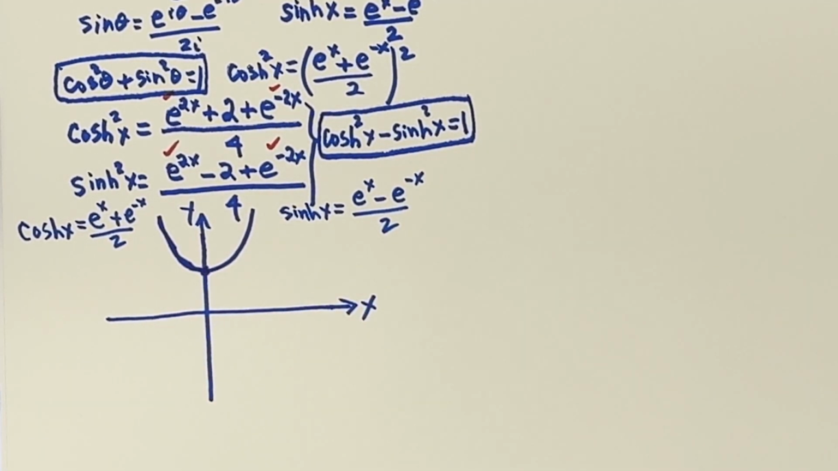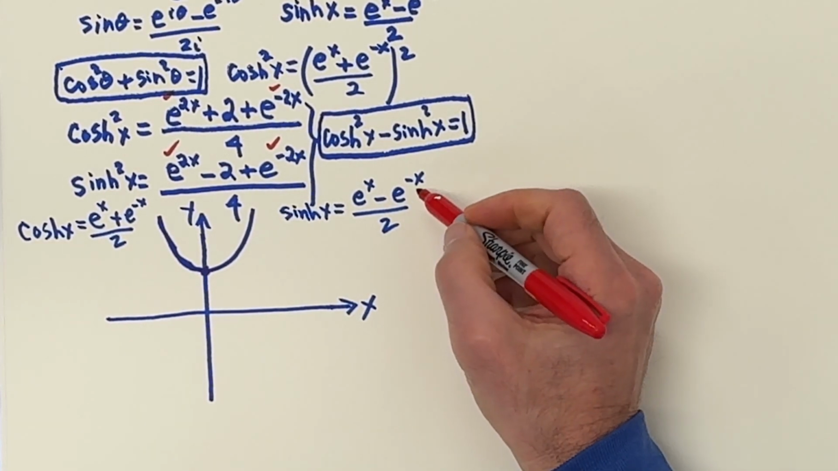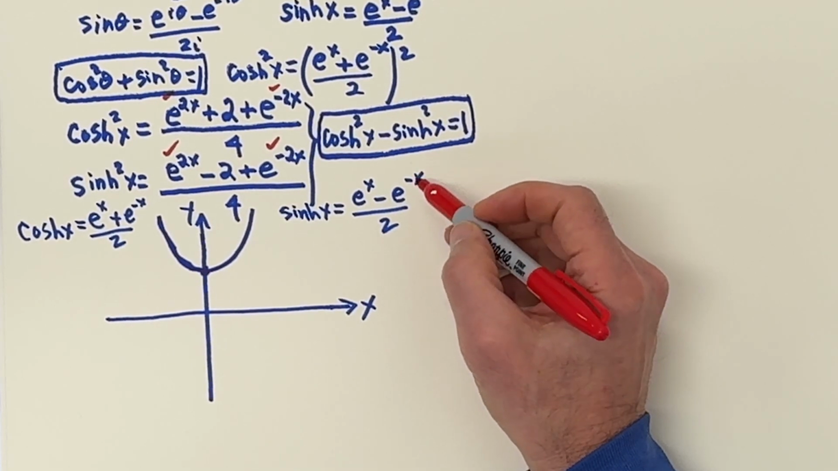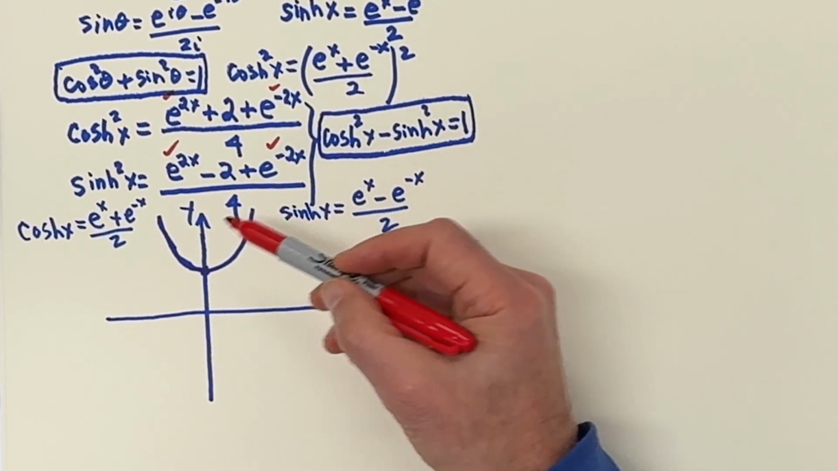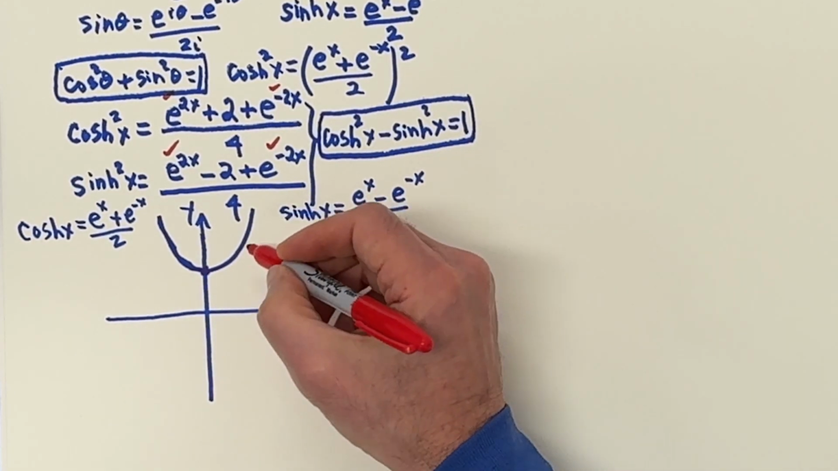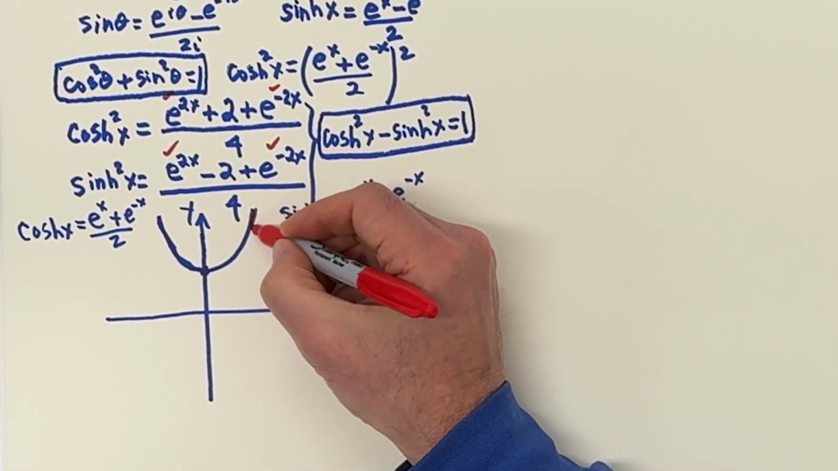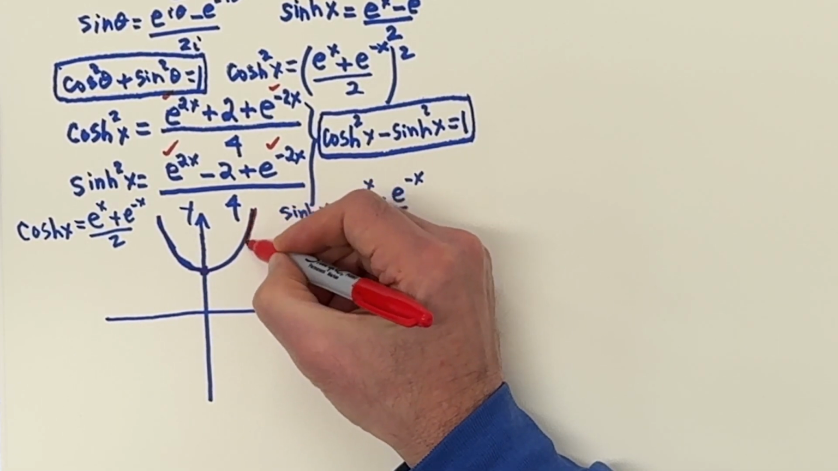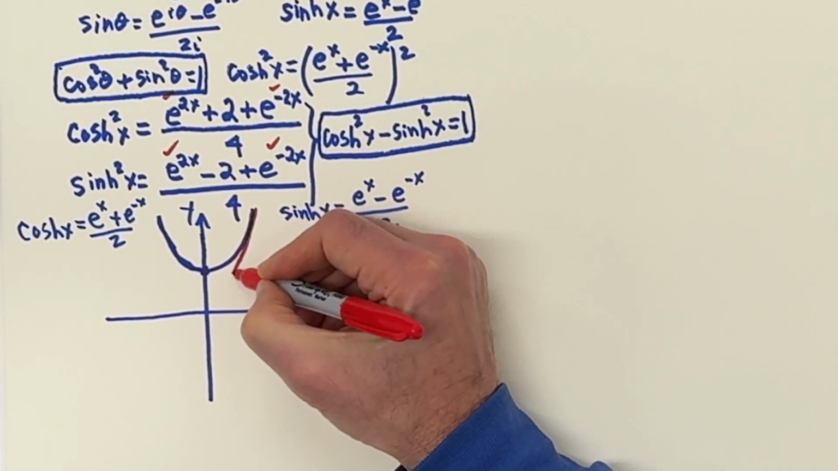Now what about the sinh? Well, for the sinh, notice that if x goes to infinity, then this drops out just like it dropped out over here, and you get the same thing. You get e to the x over 2. So that means this is going to be overlapping. This is the same basically when it's far away.